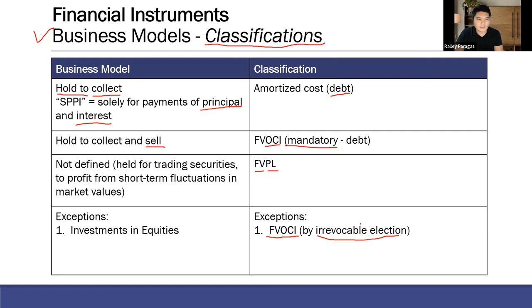Okay, so from the initial recognition up until de-recognition, kapag binenta mo na or tinanggal mo na sa libro mo yung investment na yun, magiging FVOCI yan up until the end. Okay?